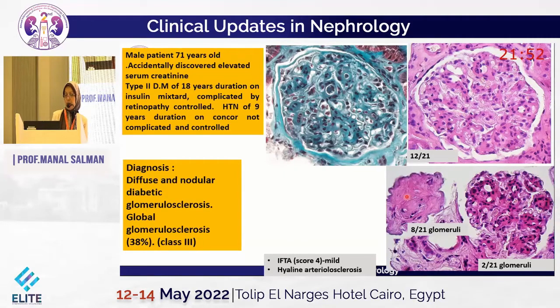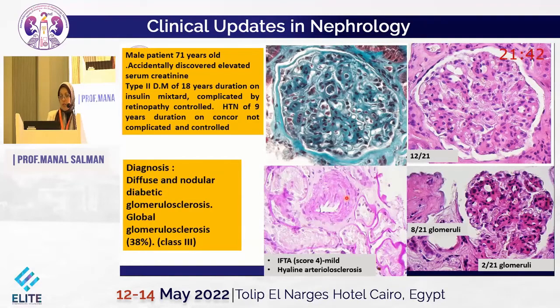About 38% of the glomeruli showed global glomerulosclerosis. There were mild IFTA and mild hyaline arteriolosclerosis. This case was signed out as diffuse and nodular diabetic glomerulosclerosis, class 3, due to the presence of global glomerulosclerosis in less than 50% of the glomeruli.